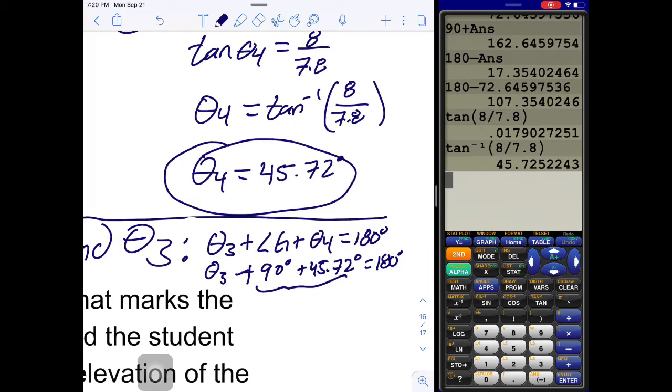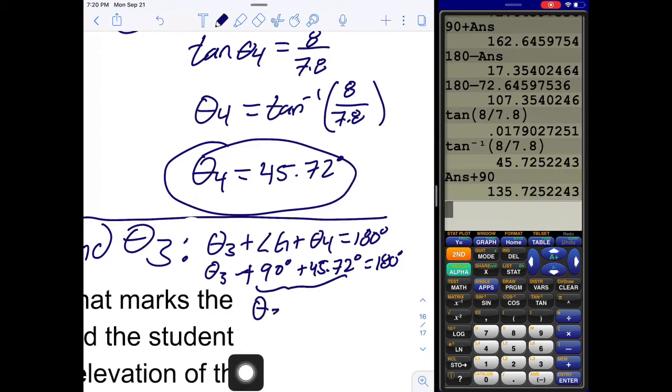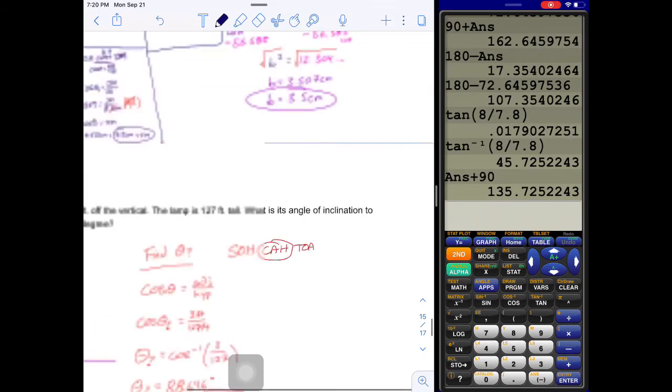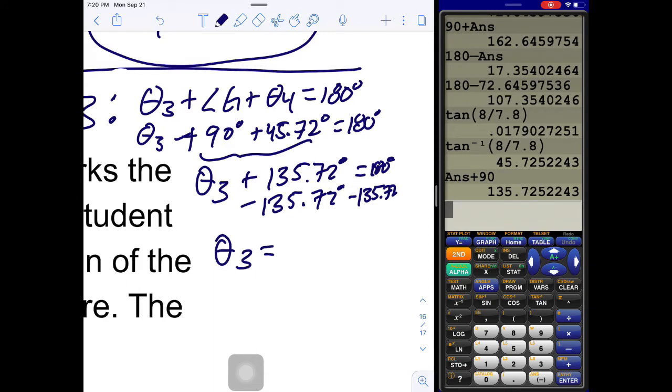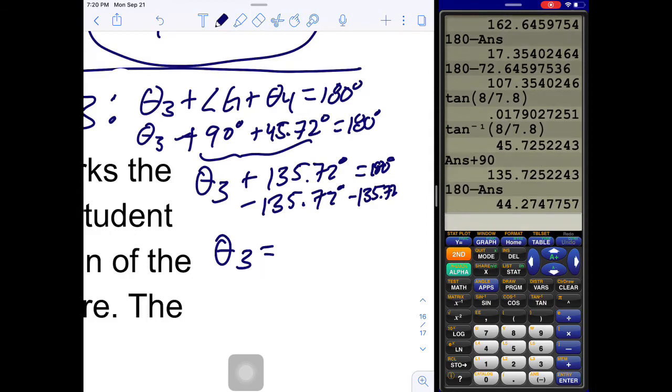So let's add 90 plus 45.72. Remember, we want to use the full answer. So I'm going to press second answer plus 90. So that means angle 3 plus 135.72 degrees equals 180. And then I can subtract both sides. Okay, so we are going to end up getting 180 minus second answer. So that gives me 44.3 degrees.